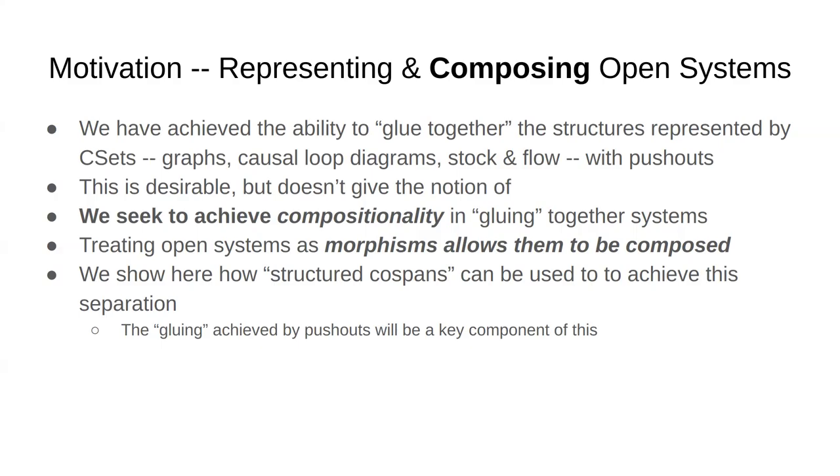So here, we're going to be talking about a mechanism, structured cospans, that will give us that compositionality, this ability to treat open systems not merely as objects, but also as morphisms and stick them together. And it turns out that in their formal representation in category theory, that's exactly what they are. They are objects at once and morphisms in another sense.